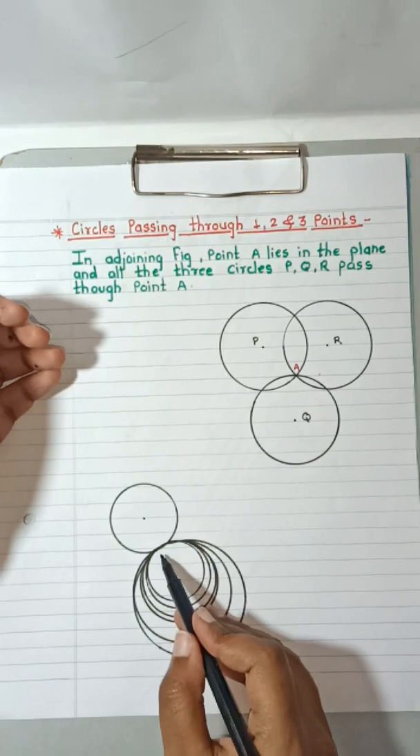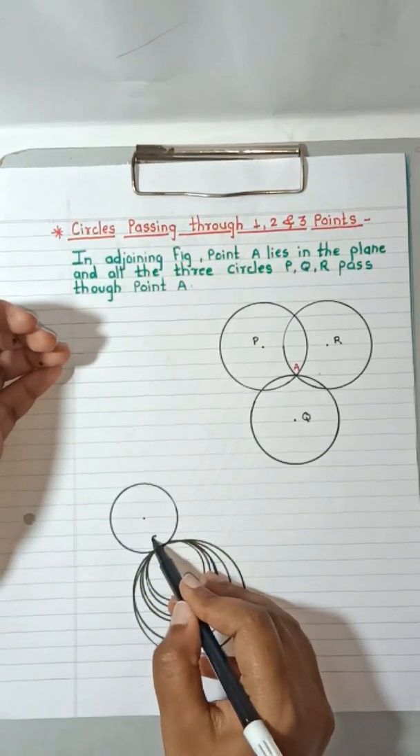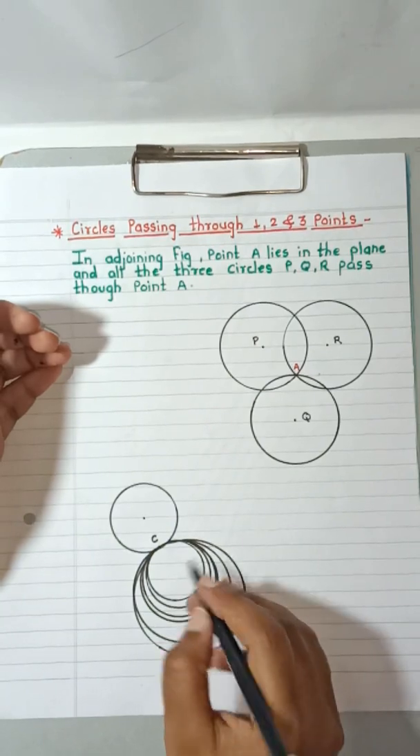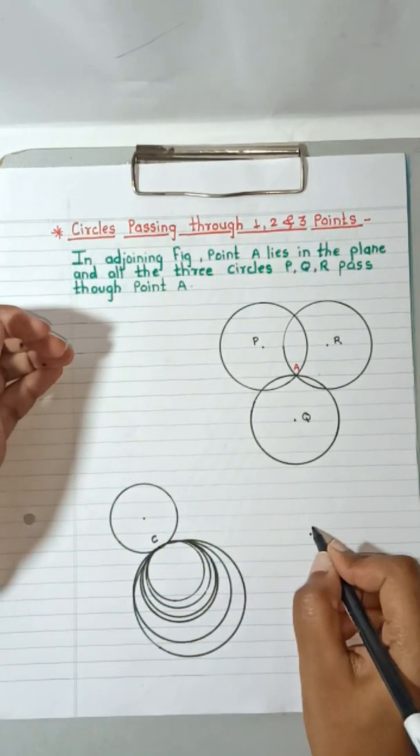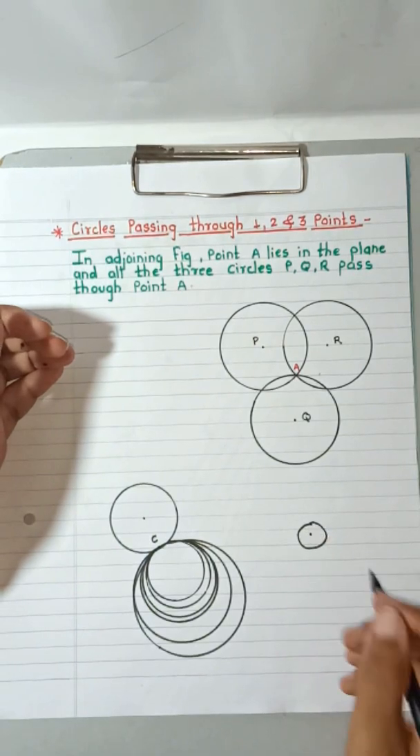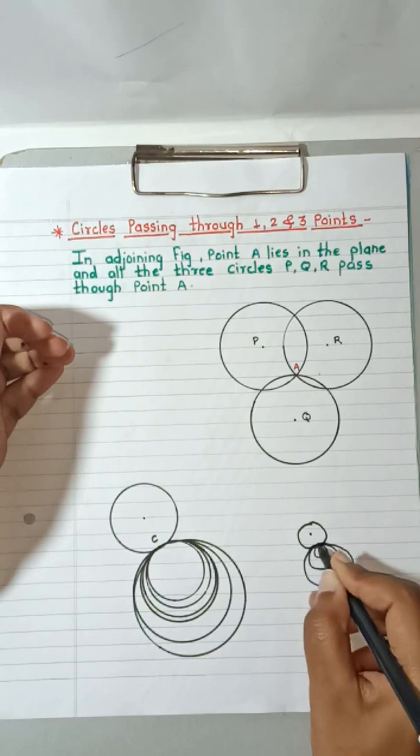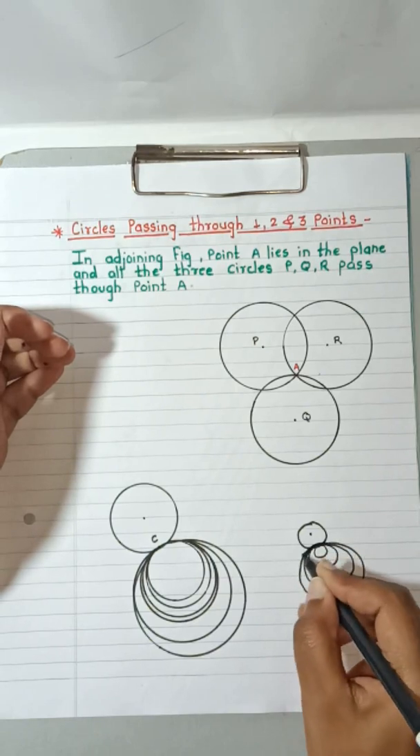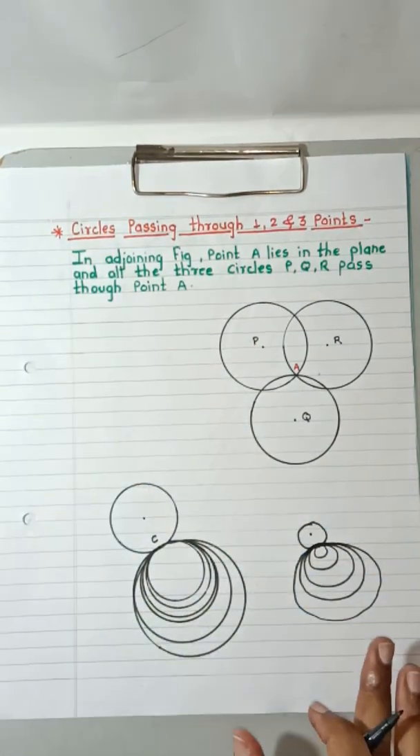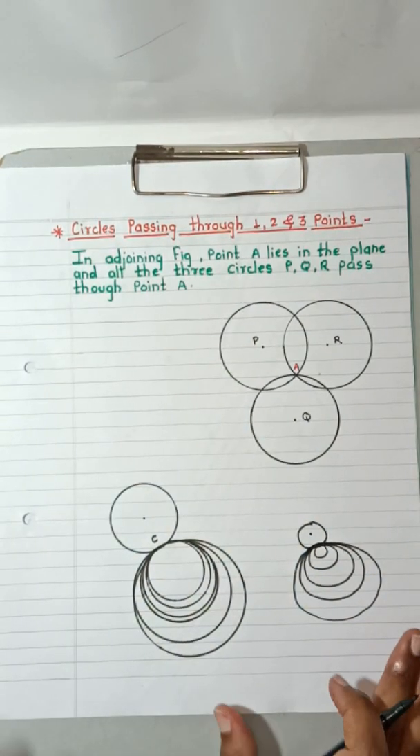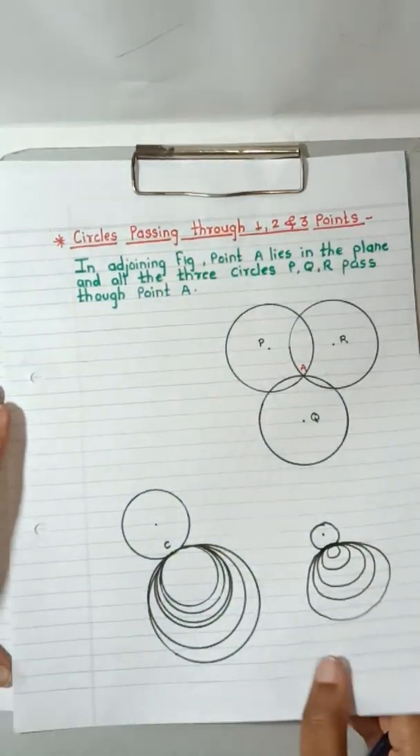As you can see here in the diagram, this circle is also passing through this point. Suppose we'll name it as C. We can see this circle is also passing through this point. Means if a circle is in this way, you can draw innumerable circles passing through the single point. So you can see how many circles are passing through one point. Okay, now children, let us move on towards the next point.